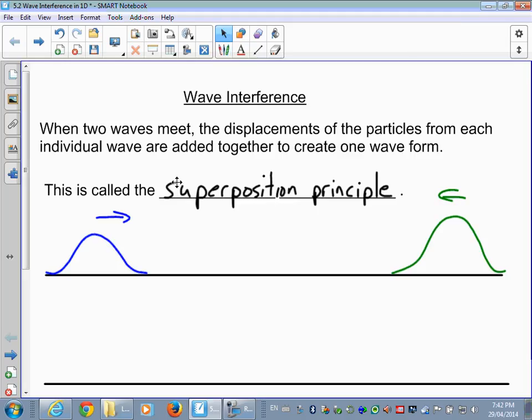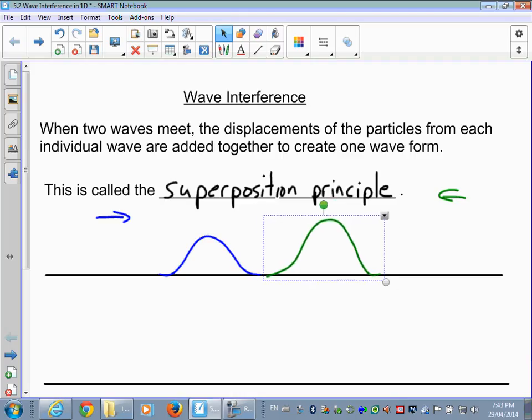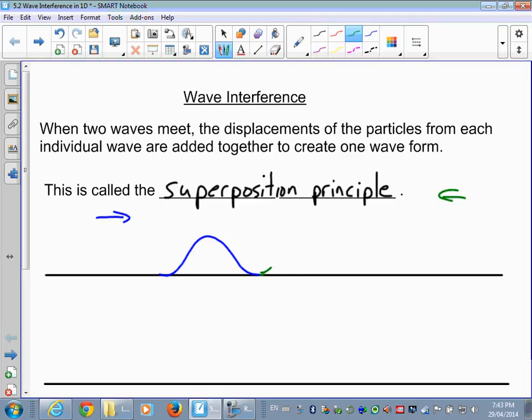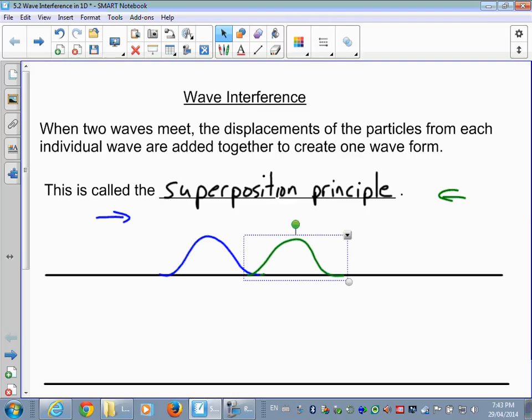And I can take my waves over here, I hope, and slide this one along. And then this one's going to come along. And eventually you see that they are going to meet. Let me adjust this guy a little bit so that they are approximately the same size. Close enough. So now the question is, what's going to happen when they come together? Well, when they first come together, you'll see that they're only partially overlapping.